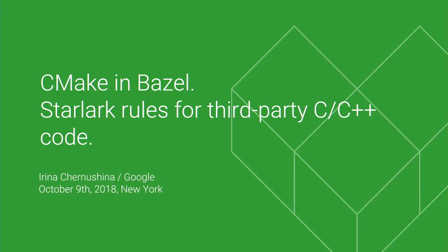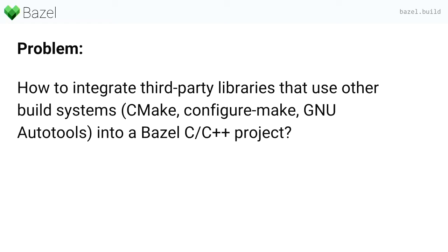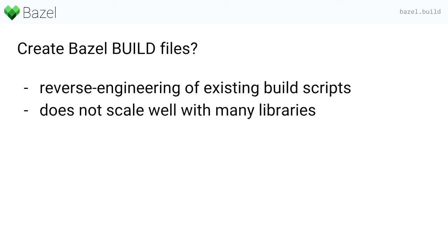Let's speak about a C++ project which uses Bazel as the build system. Very probably that project will use some third-party libraries, and very probably those third-party libraries will not use Bazel, but will use some other build systems such as CMake or Configure/Make. The question is, how can we build such a project?